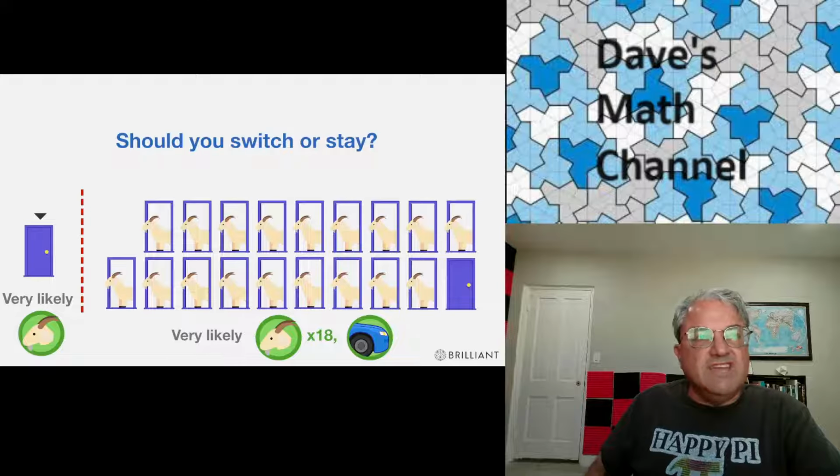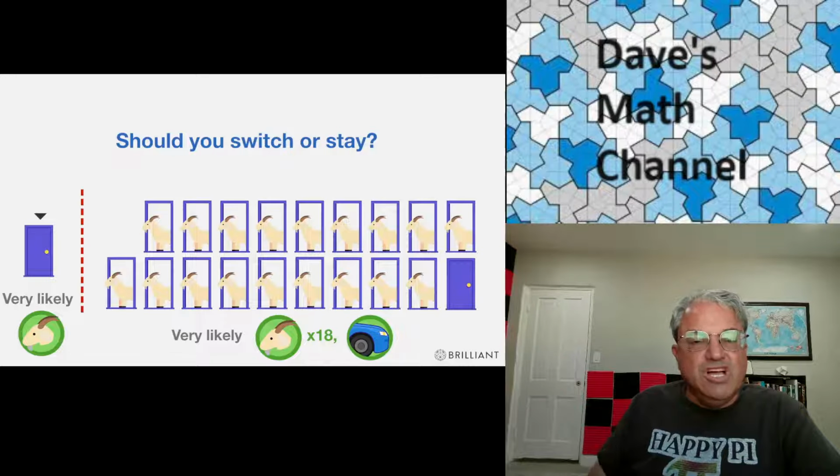There's always going to be at least 18 doors left with a goat, right? So whether or not you picked a car, maybe you were lucky and picked a car, there's still 19 doors left with a goat. He's going to show you one of them. So then, what should you do? Should you switch?